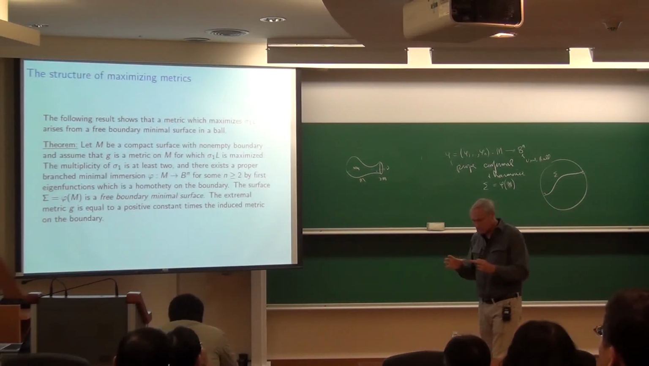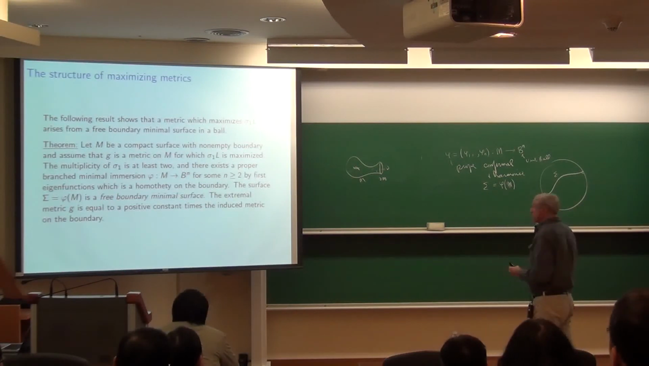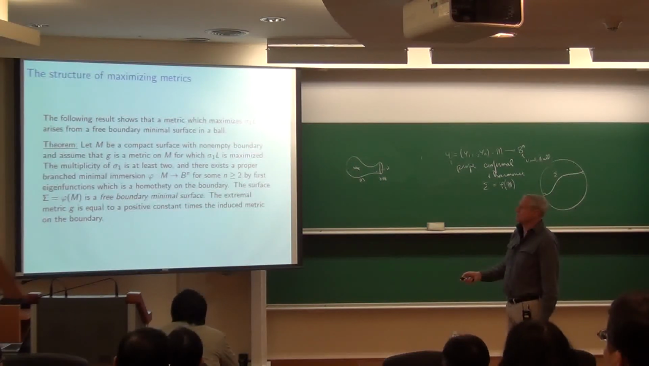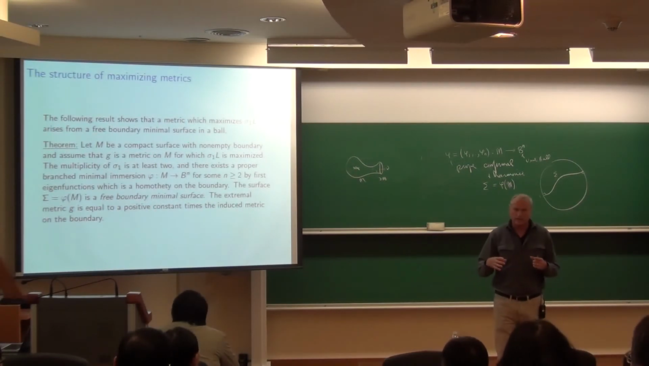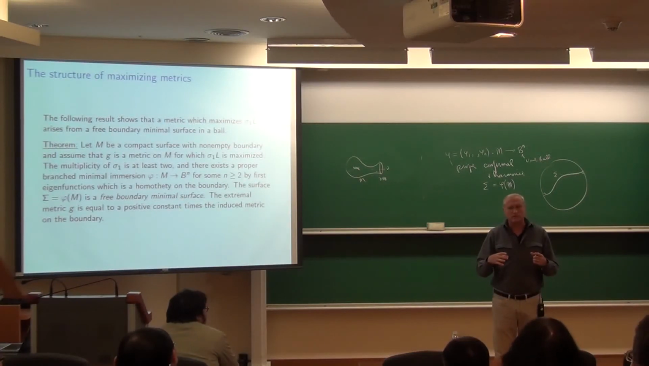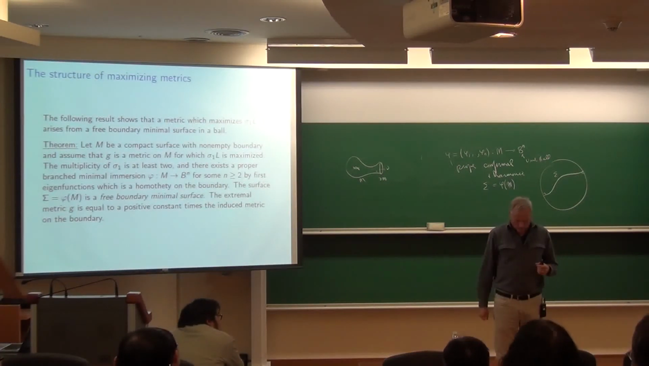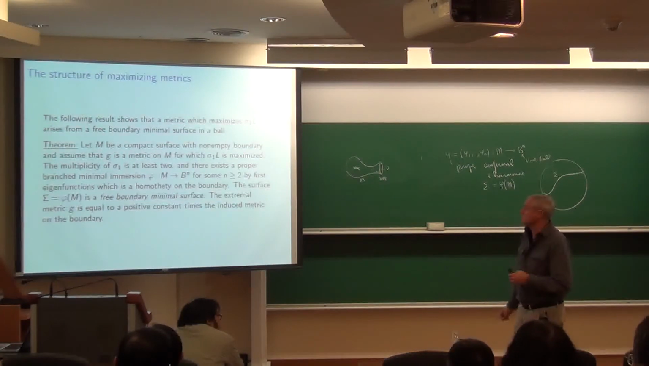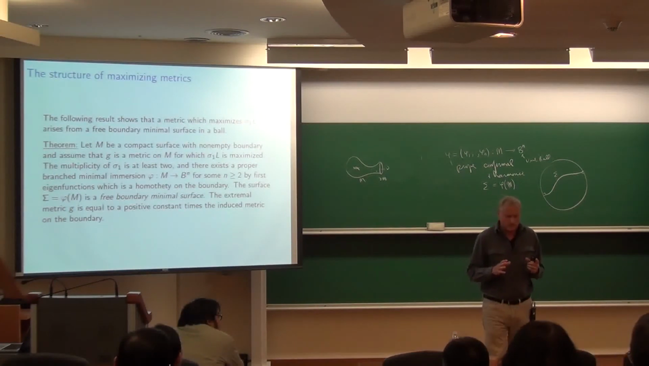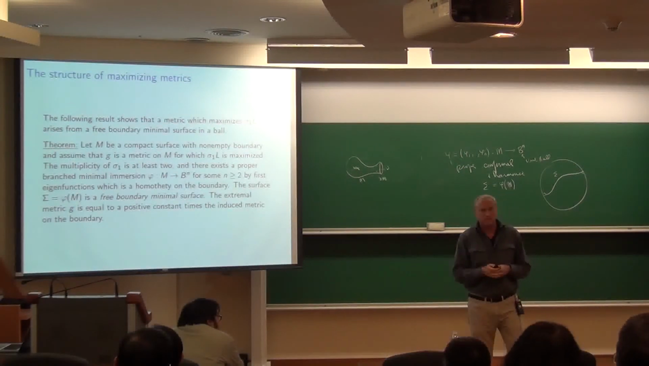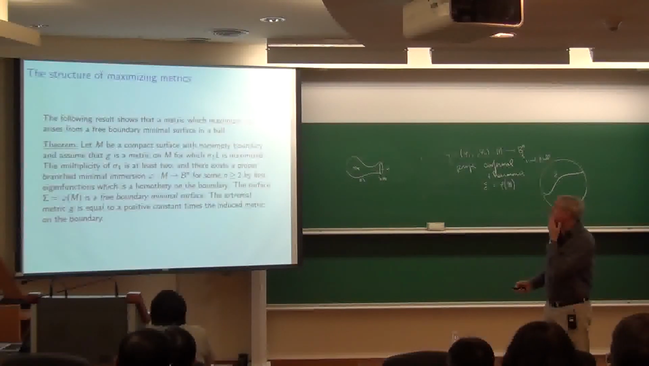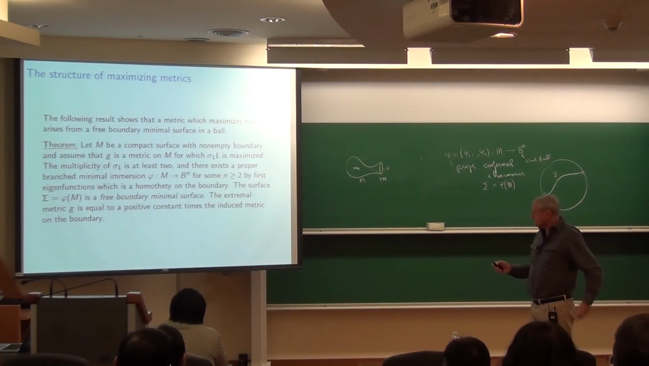And moreover, the metric g, the extremal metric, is really the induced metric. In fact, the extremal metric g is equal to a positive constant times the induced metric. Generally, of course, sigma 1 times L is scale invariant, so I can only expect the metric to be determined up to a positive constant. Okay, so in other words, we can see the extremal metrics of this problem as the induced metrics on free boundary minimal surfaces. So that's the general result. And I actually have a proof of it here. It's actually a rather interesting result.